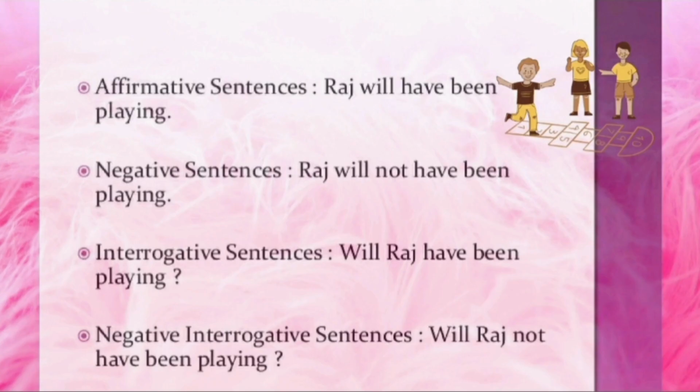The usage of future perfect continuous tense in different kinds of sentences. In affirmative sentence, Raj will have been playing. In negative sentence, Raj will not have been playing. In interrogative sentence, will Raj have been playing? And in negative interrogative sentence, will Raj not have been playing?